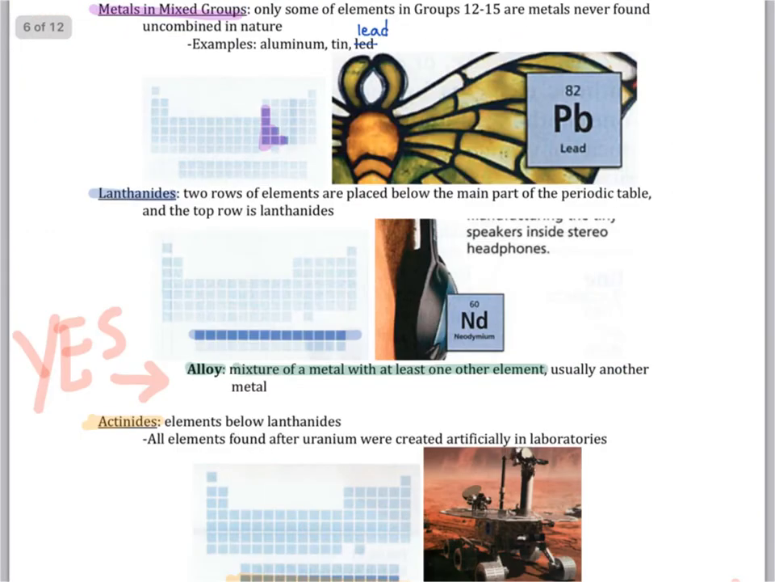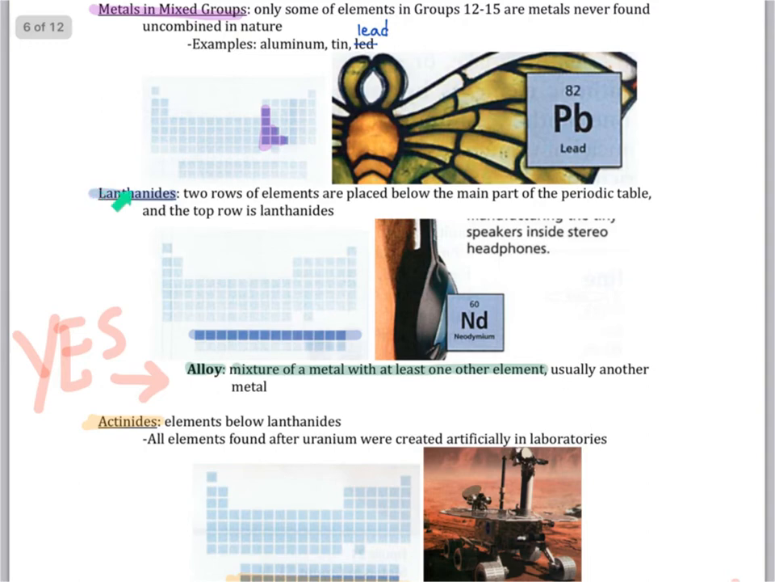Moving on through the periodic table, you can see that there are also metals in mixed groups. So only some of the elements in groups 12 through 15 are metals, and they're never found uncombined in nature. Examples of them include aluminum, tin, and lead. And you can find them right here. So for example, the outline here in this stained glass window image is made of lead.